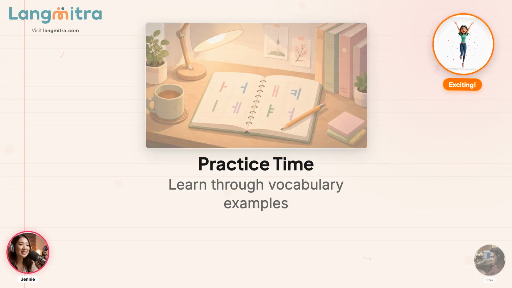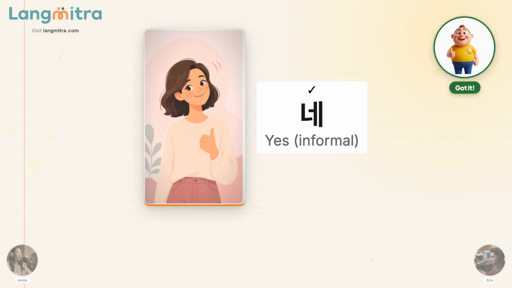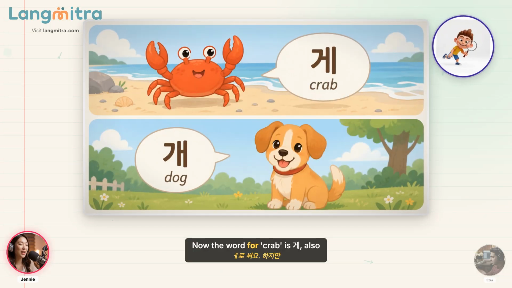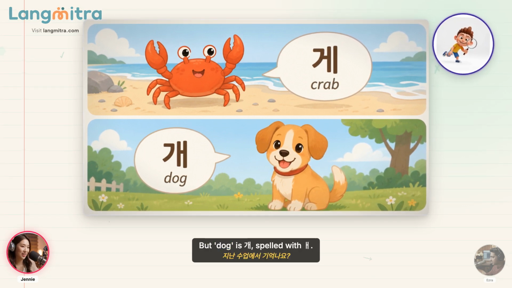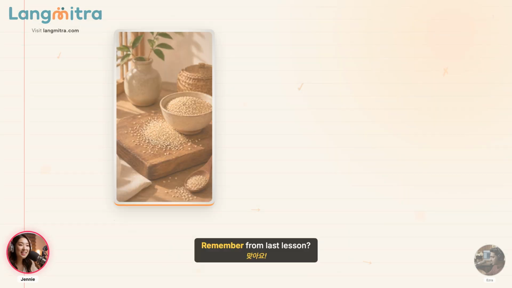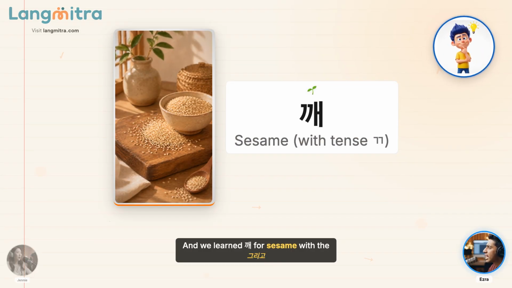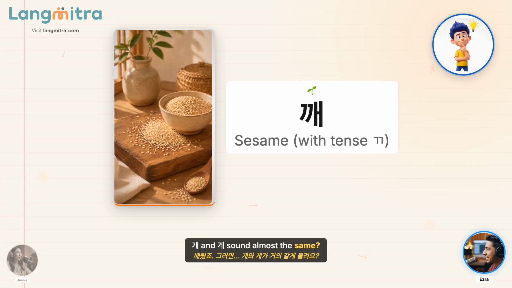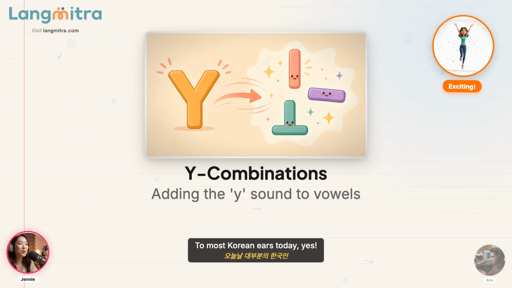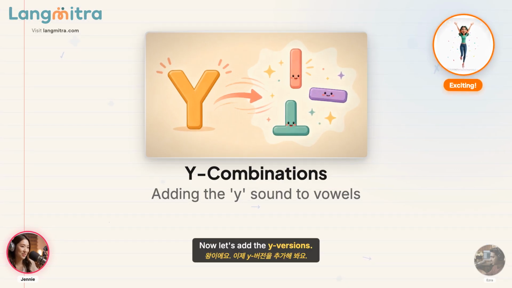Let's practice. The word for yes is ne, spelled with e. Try it. Ne. Great. Now the word for crab is ge, also with e. But dog is ge, spelled with e. Remember from last lesson? Right, ke for dog. And we learned ke for sesame with the tense consonant. So ke and ge sound almost the same? To most Korean ears today, yes. Context is king.